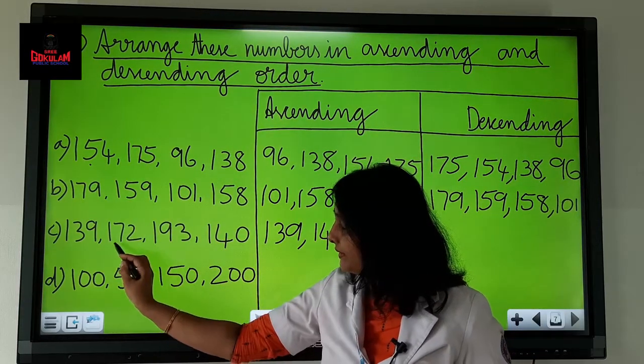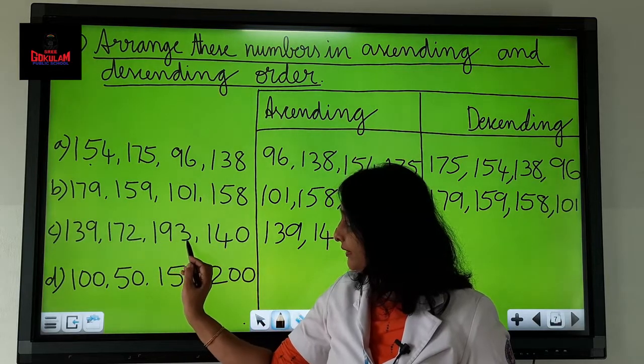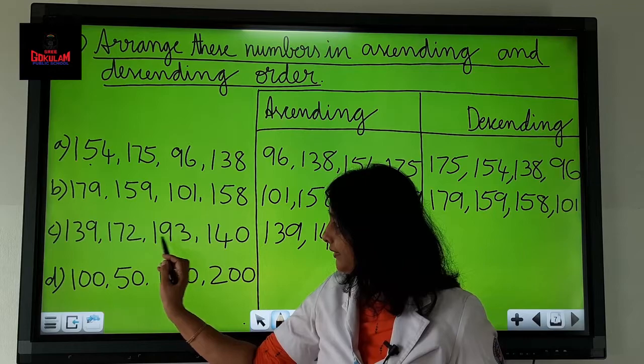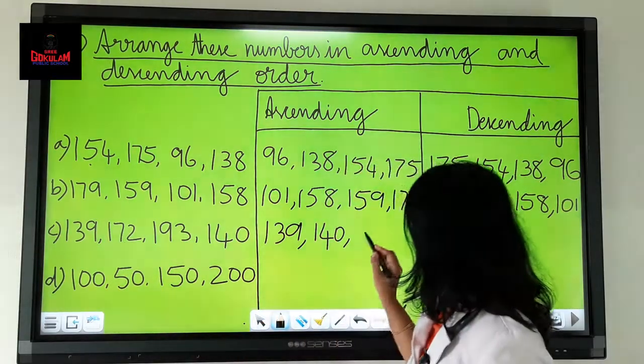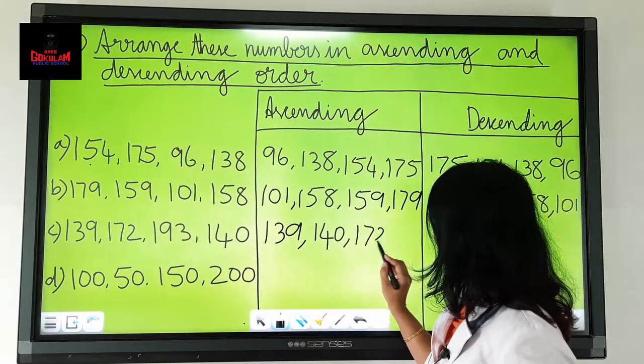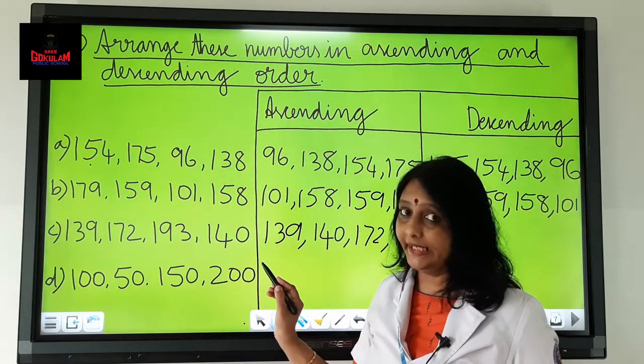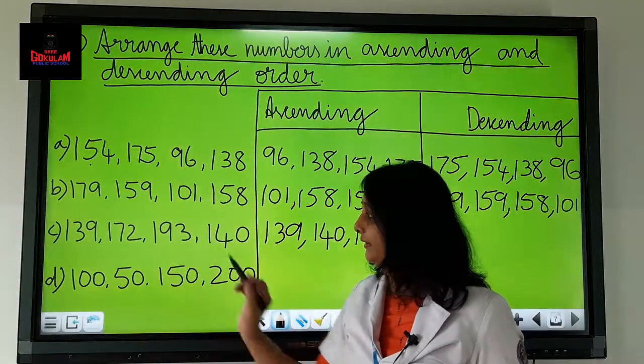Comparing these two numbers, 172 and 193. Which is smaller? 7 or 9? 7. So, 172. Among these, which is the greatest number? 193.